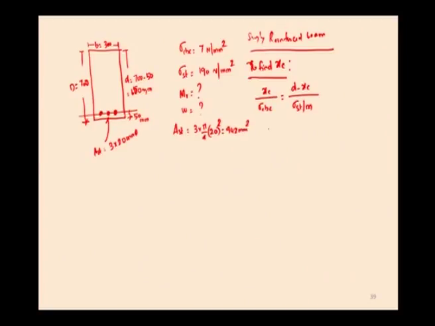Now, here xc divided by d is sigma cbc divided by sigma st, with sigma cbc being 7 and d being 650 minus xc, and sigma st is given in the problem as 190, where m is equal to the modular ratio. I have already told you that in the working stress method, the modular ratio is 280 by 3 sigma cbc. Taking sigma cbc given in the problem as 7, m is equal to 13.33.